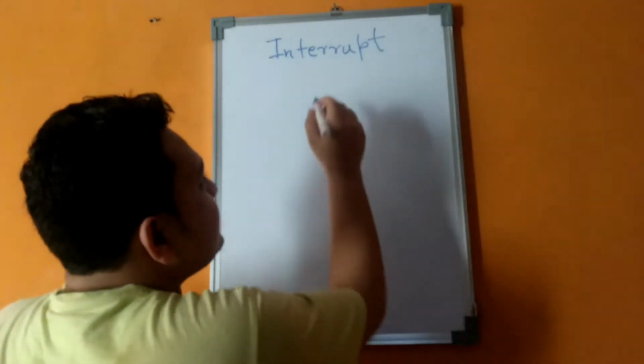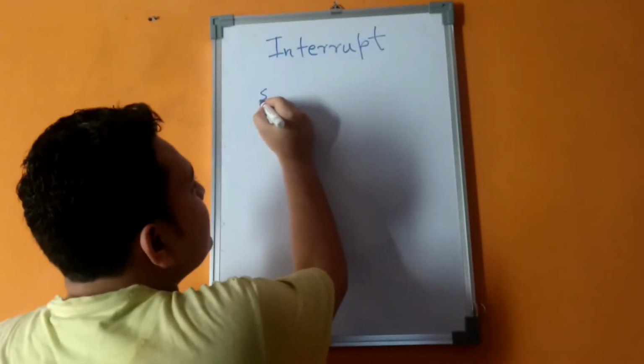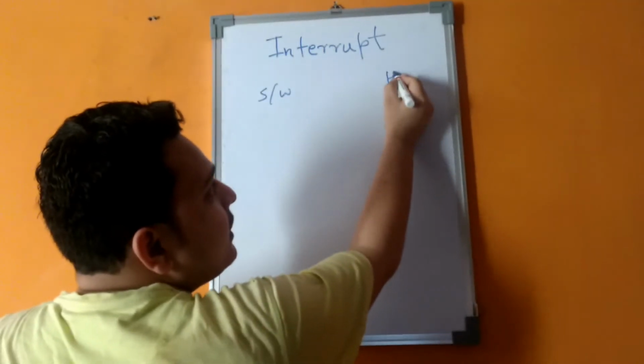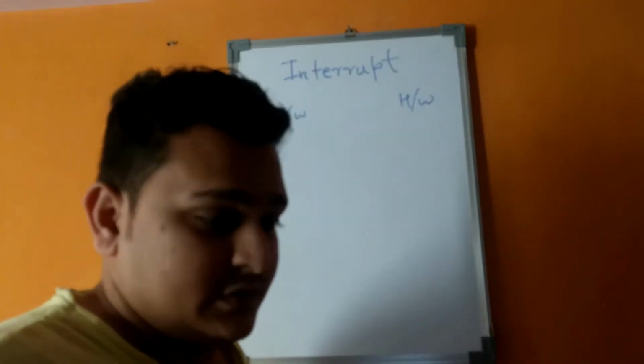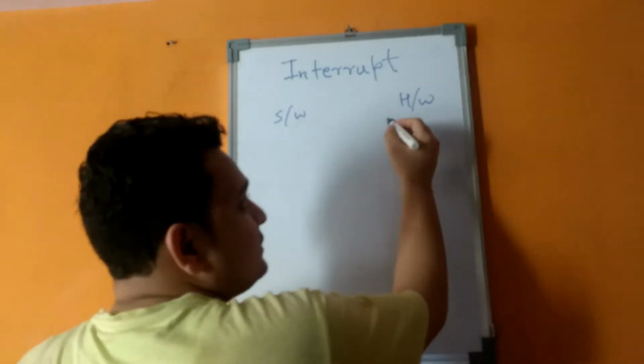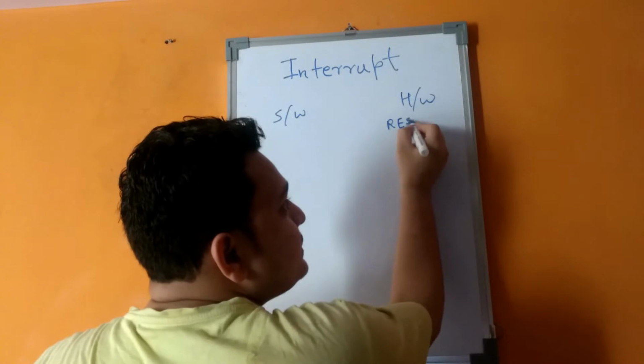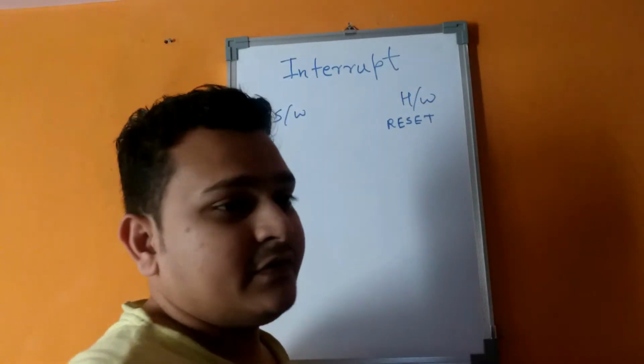Types are divided into software and hardware interrupts. First of all, I will tell you the hardware interrupt. This is the sixth interrupt, and I am going to explain it. It is a very simple interrupt.